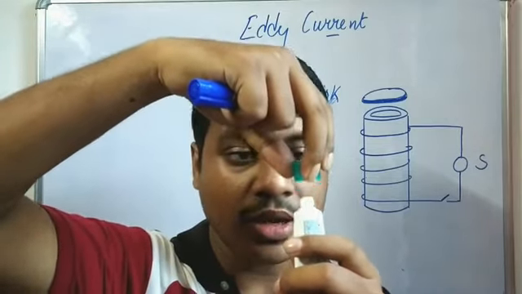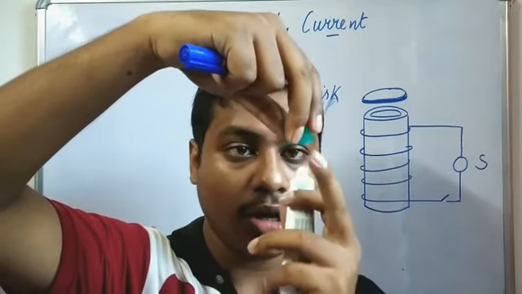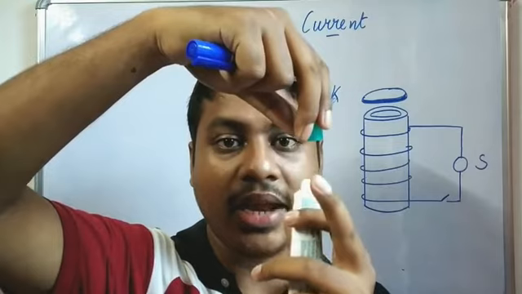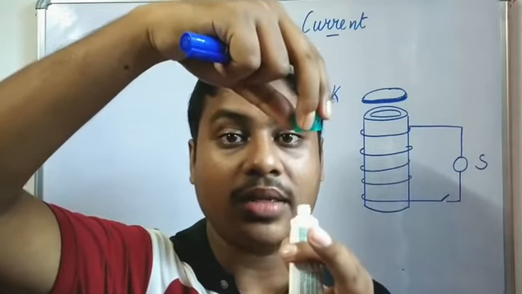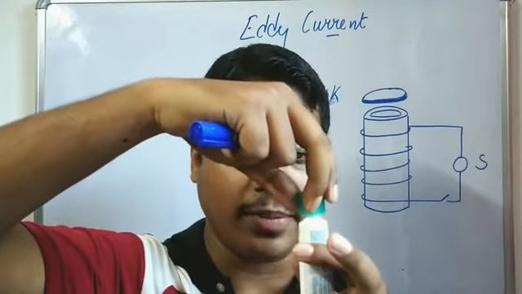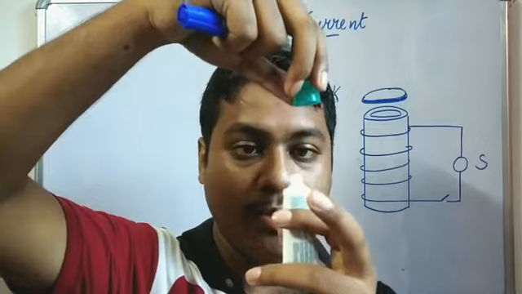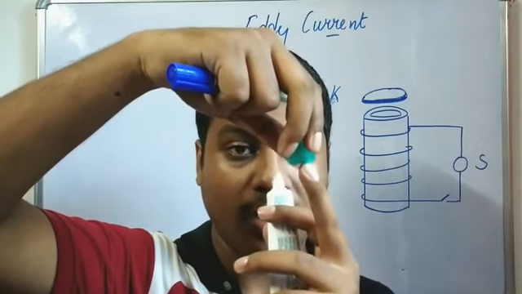But as soon as it moves upwards, then again according to Lenz's law, the lower part of this lid will be acquiring the south polarity. Why? Because it will always be opposing the motion of the magnet. So when it moves upward, the lower part will be north pole. When it moves downward, the lower part will be south pole.